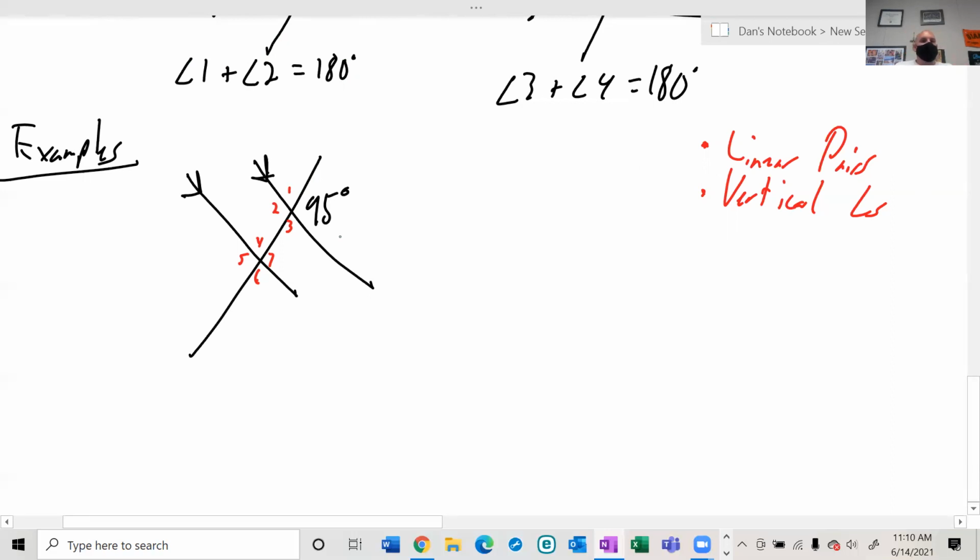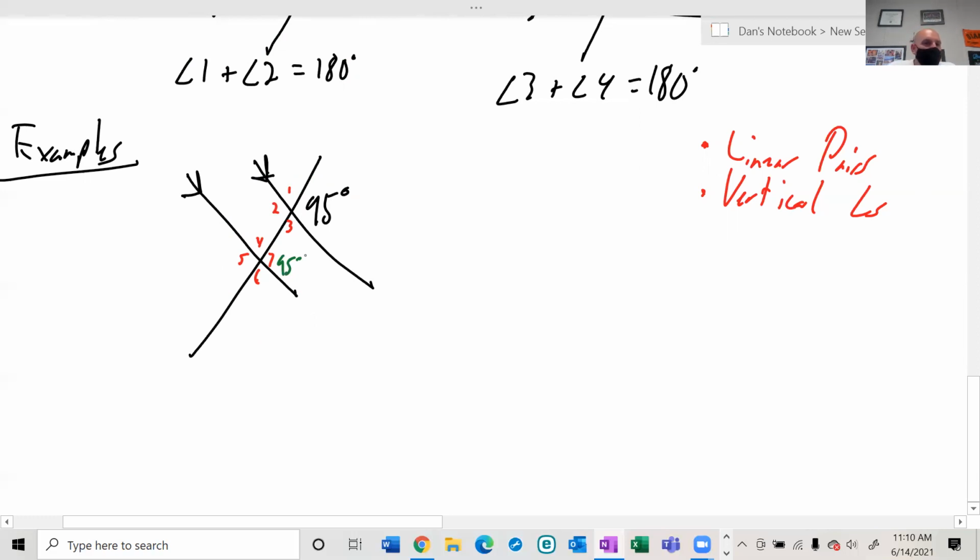Corresponding means, look, like upper right and upper right of the 4 angles. So look at those 4 angles and those 4 angles. See how 7 is in the same spot as the 95? You guys got that now?